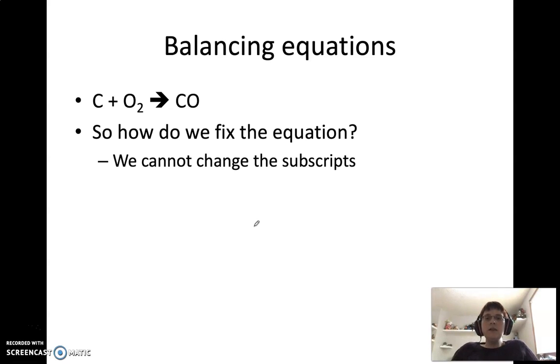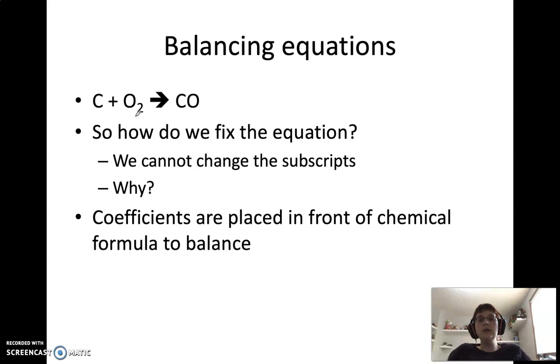So we're going to fix the equation not by changing the subscripts, so not by changing the lower numbers, because that would change the material, right? So we can't add the 2 here. That'll make it, instead of carbon monoxide, carbon dioxide. Completely different material. We also can't take the subscript off over here because oxygen does not exist as a single atom. It will bind with something else. So we can't have just individual oxygen atoms running around. So what are we going to do instead?